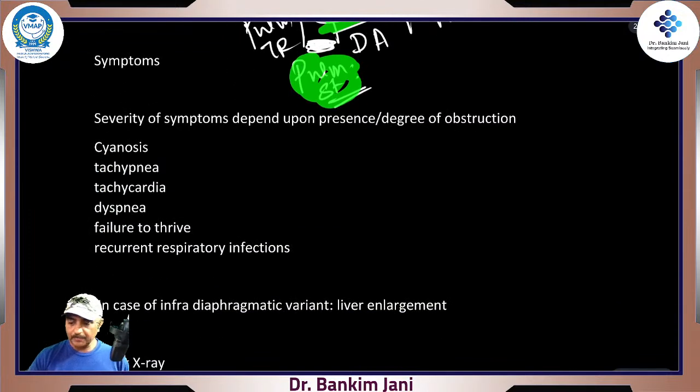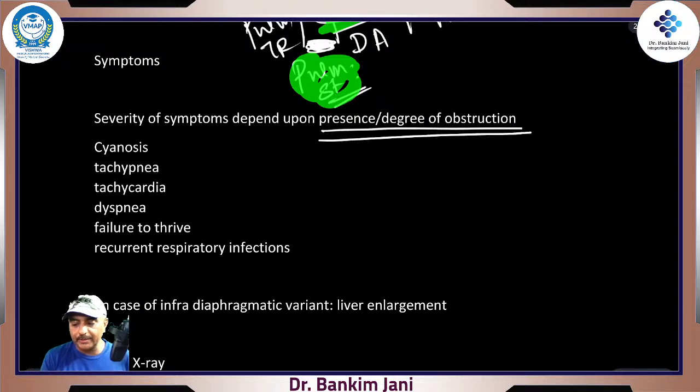So symptoms, sorry, severity of symptoms depends on the presence or the degree of obstruction, right? If the stenosis is severe, there would be cyanosis, tachypnea, and tachycardia. The heart has to work more so that whatever oxygen is there keeps circulating. Dyspnea, breathlessness, failure to thrive, because less oxygen is available so tissues won't grow, and recurrent respiratory infection.